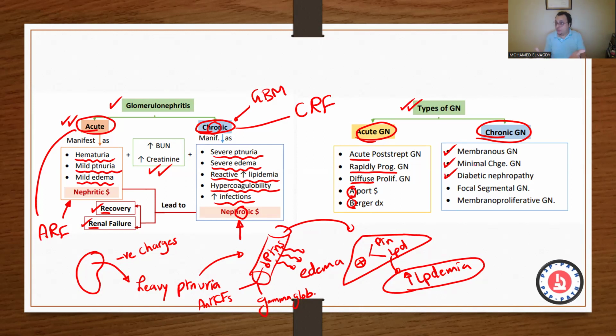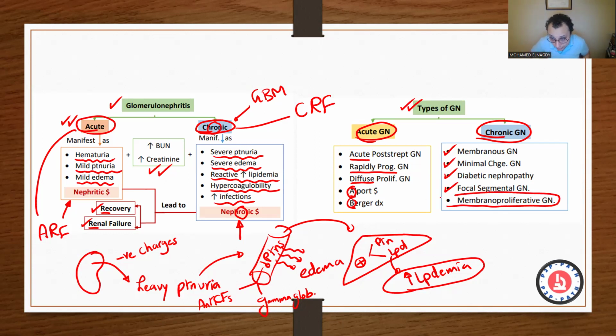Diabetic nephropathy, oh, definitely that's scary, but you know that diabetes is a chronic disease and it leads to chronic damage in blood vessels. So you definitely know it would be chronic glomerulonephritis and it's nephrotic syndrome. Then focal segmental glomerulonephritis. See, focal segmental. So it makes sense. That's focal and segmental. It doesn't look scary, so it's chronic nephrotic.